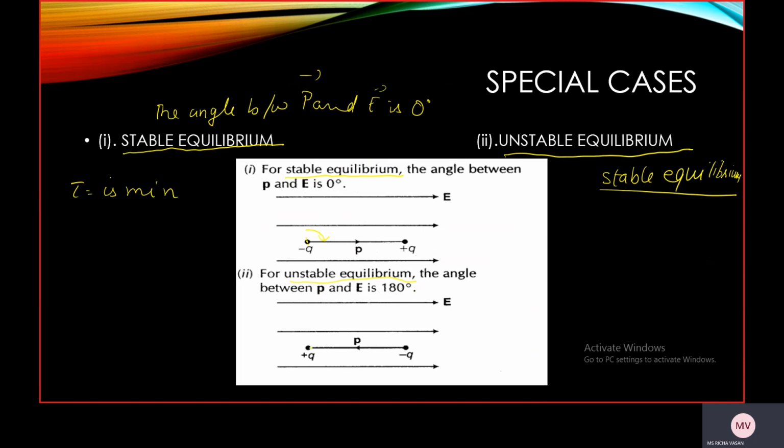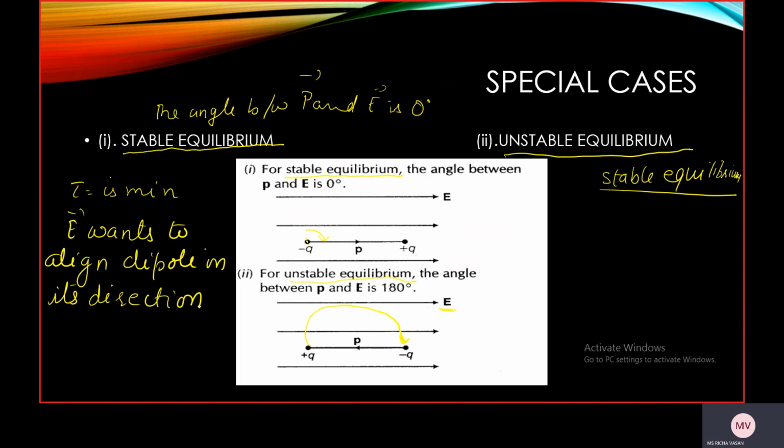Why? Because here we have to align the dipole in the direction of electric field. So here electric field is very smart. What does it want? Why are all these things being done? Why is a torque acting on the dipole? Because electric field wants to align the dipole in its direction. So this is what electric field wants. Electric field wants to align dipole in its direction.